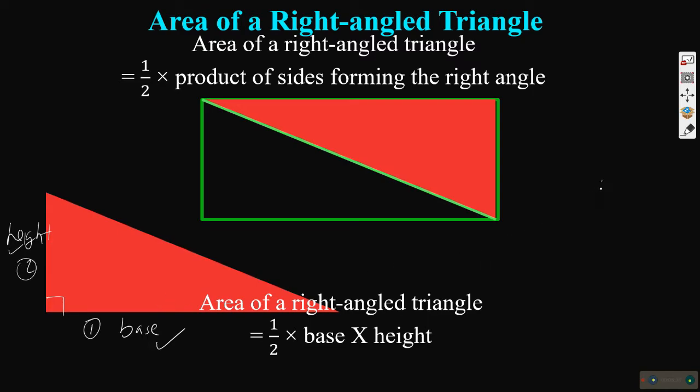It can be in this form also. If the right angle triangle is kept like this, the smaller side can be the base, and this can be the height. There is no hard and fast rule, since it is a product of the sides, but for convenience we write it as base into height. So half into base into height is the area of a right angled triangle.